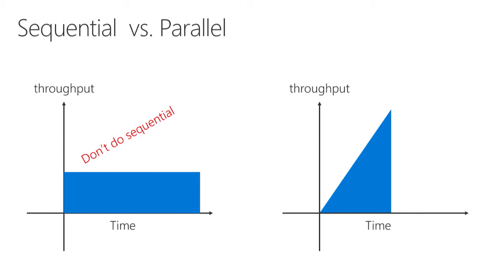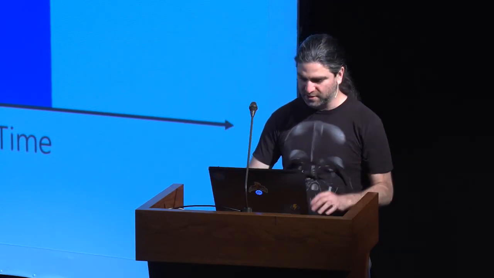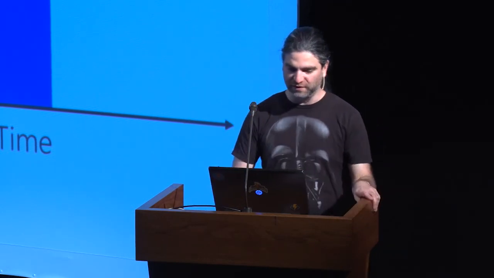So the area between those two, triangle and rectangular, are pretty much the same. It's all a function of how quickly you want to do it. So the more throughput you get, this is what you want to do with parallel, if you need to, obviously.